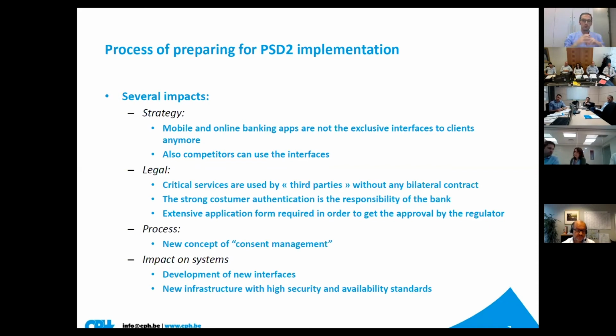Impact on IT systems was also huge. We had to develop the new interfaces for the 3 services, which is still ongoing because the regulator is still adding some requirements, and also infrastructure. Those service interfaces should respect the highest security and availability standards. We should prove that the availability and security of that interface is the same as our own mobile application. We cannot put hurdles or lower the quality of service for those interfaces, and we should report on that. The standards should be at least as high as for our own interfaces.